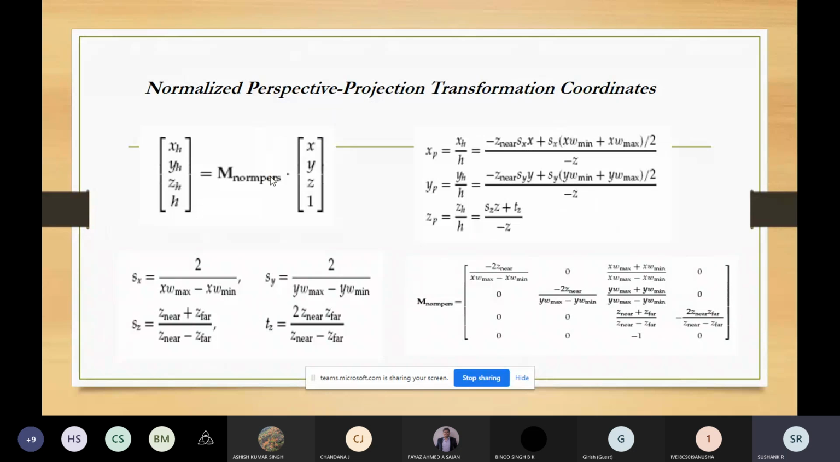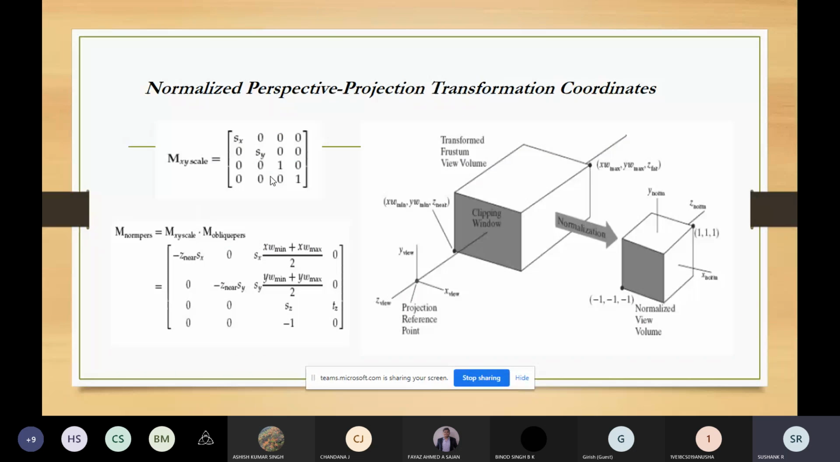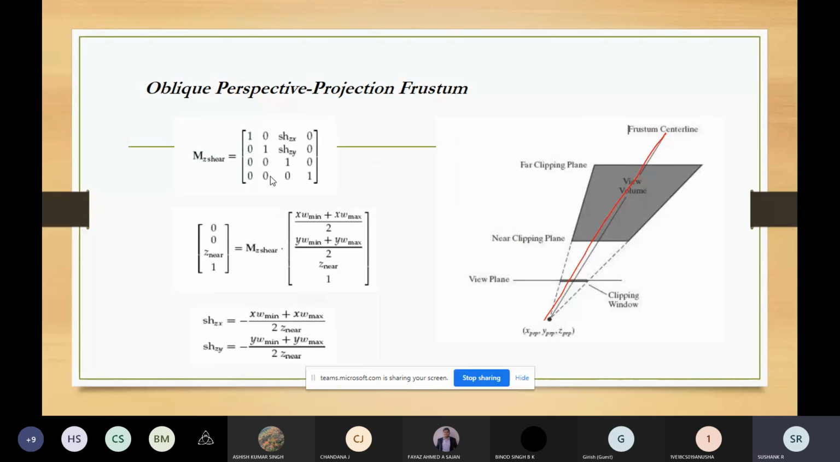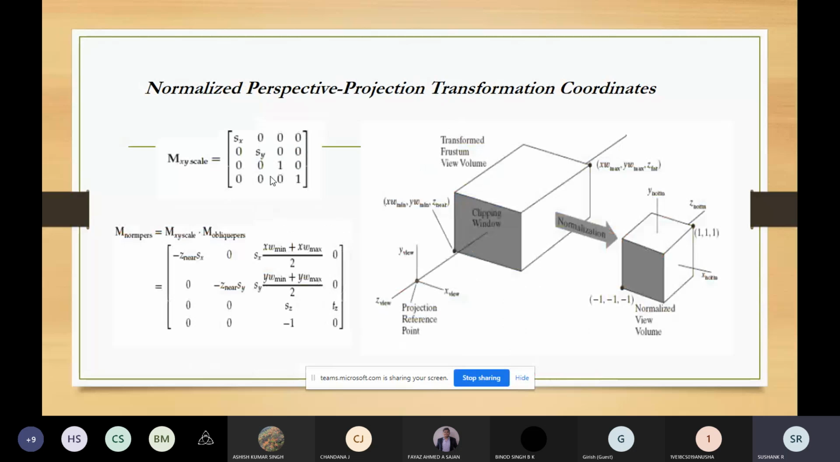We have so many equations which are derived one after the other. These are the three things: one is the symmetric one, the other is the oblique perspective projection transformation, and the normalized perspective projection transformation coordinates, which I'll explain in the next class.